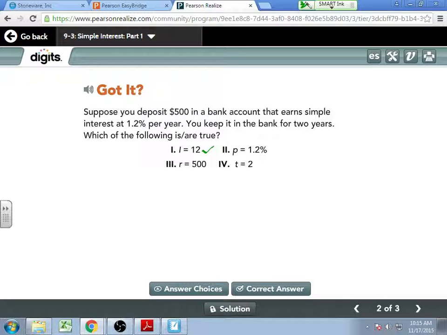Ella, is my P 1.2%? No, because P stands for principal. Is my R 500, James? No, because R stands for rate. Is my T 2? Peyton? Yes, because my time is 2. So if I wanted to figure out my interest, it'd be my 500 times my 0.012 times my 2, which does in fact come out to be 12.